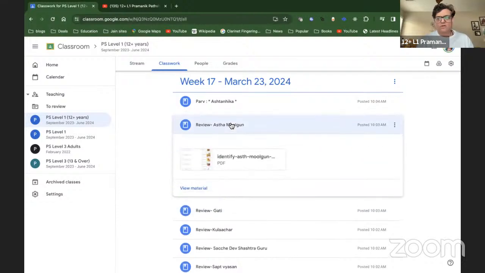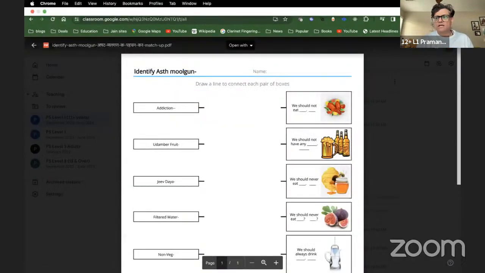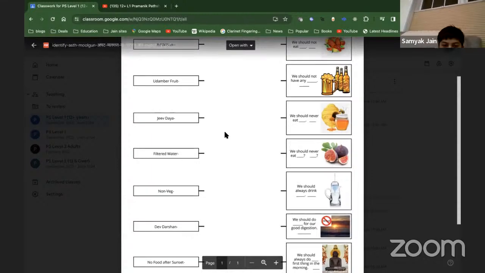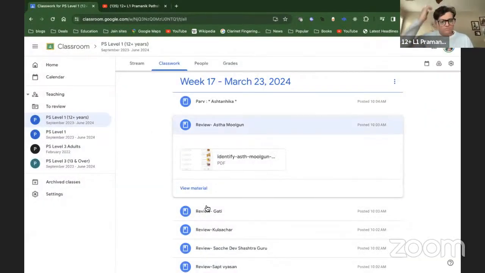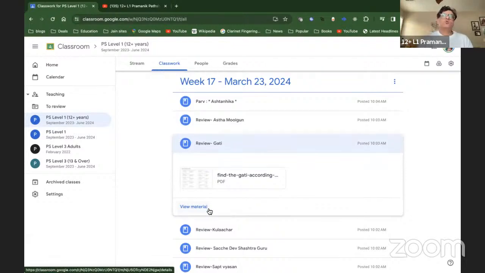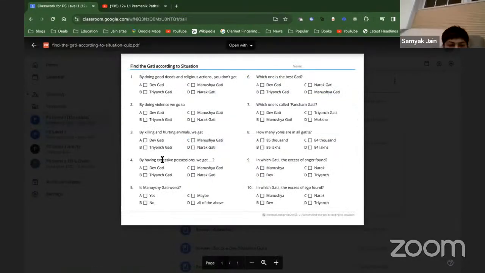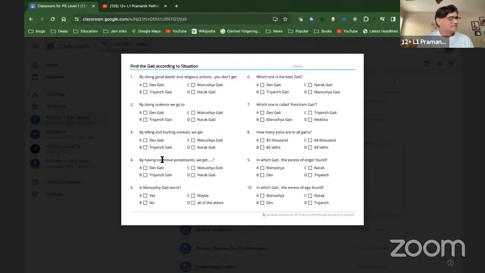Okay, so let's now move on. How are we doing on time? Okay, I think we have reached the time. I'm still confused, which gati has more greed? Which gati has more lobha? Tell me. Is lobha in Dev gati or Tiryanch gati? Tell me, think. Dev Lok has the most... lobha is low in Dev gati.